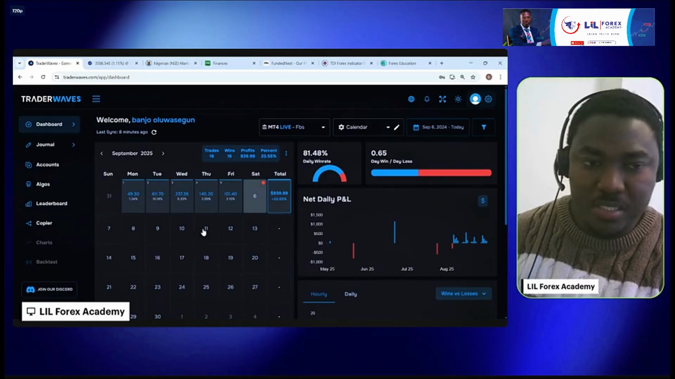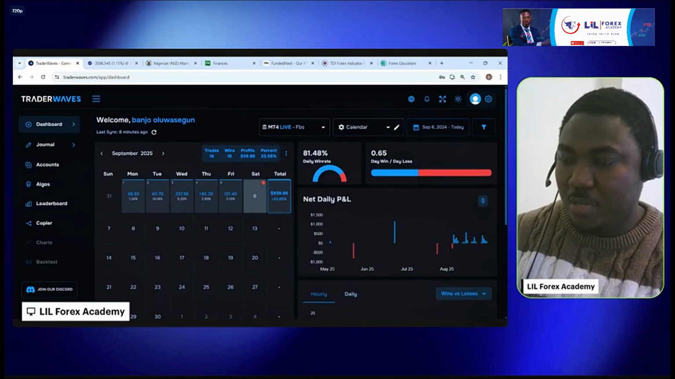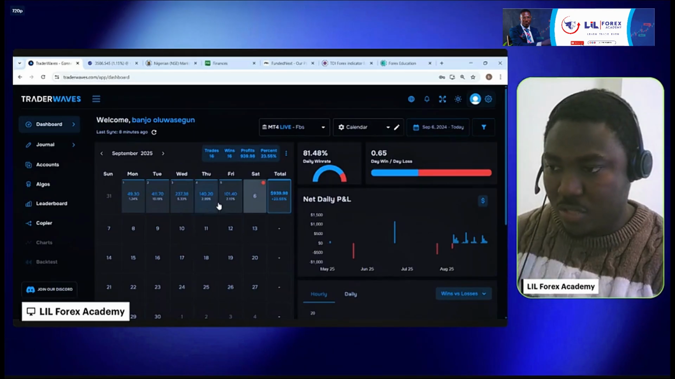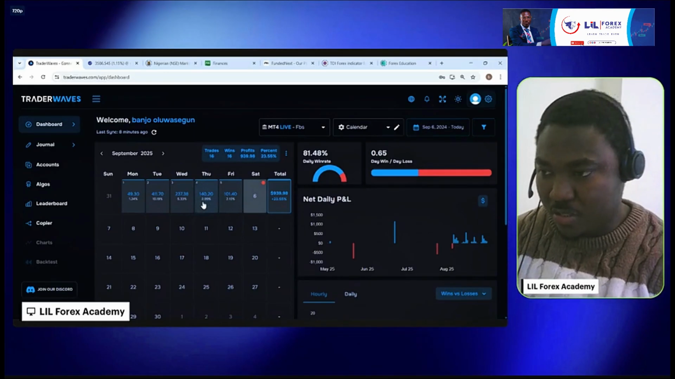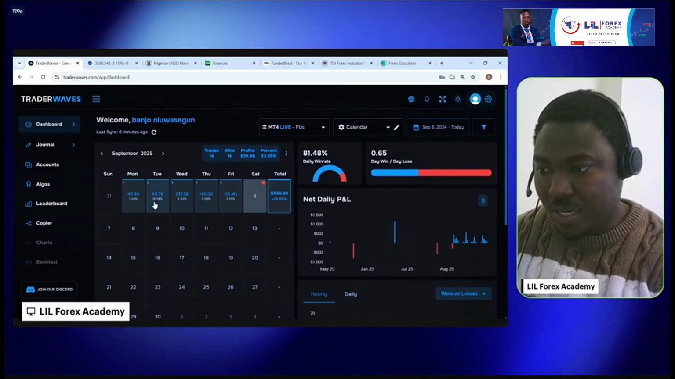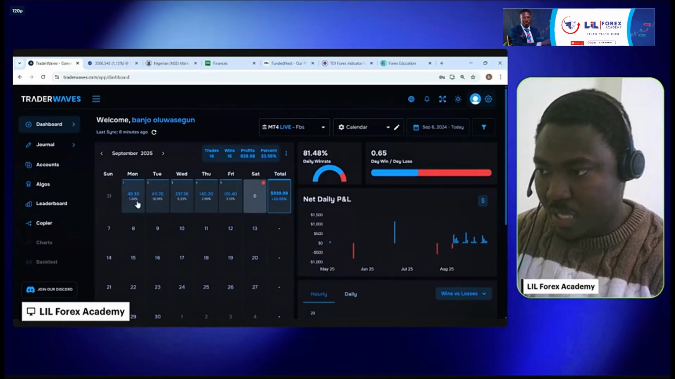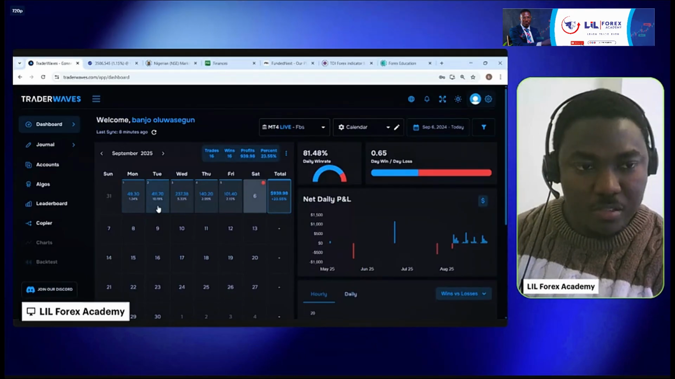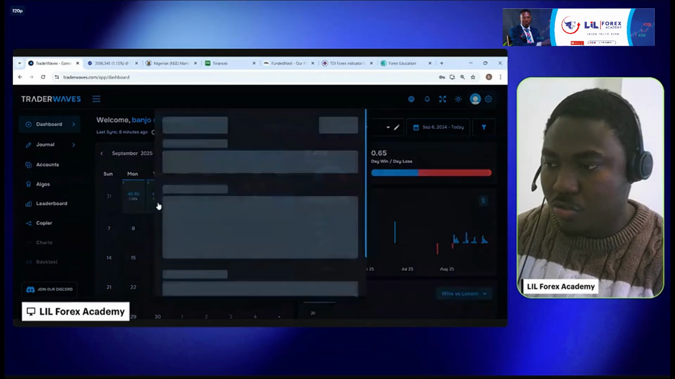So I'm interpreting what this chart is telling me into my trading, and I'm saying, okay, what did I do right on Friday? What did I do right on Thursday? Why did I have a better percentage on Tuesday than Monday? Monday I only had 1.24, and on Tuesday I had 10%. So what happened? Did I take more trades on Tuesday?